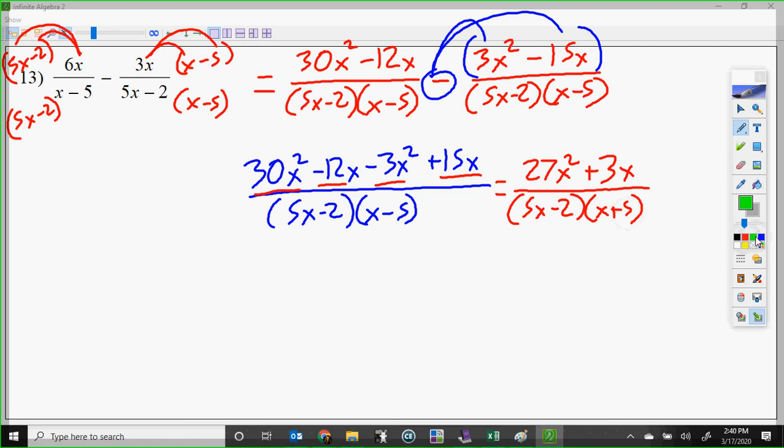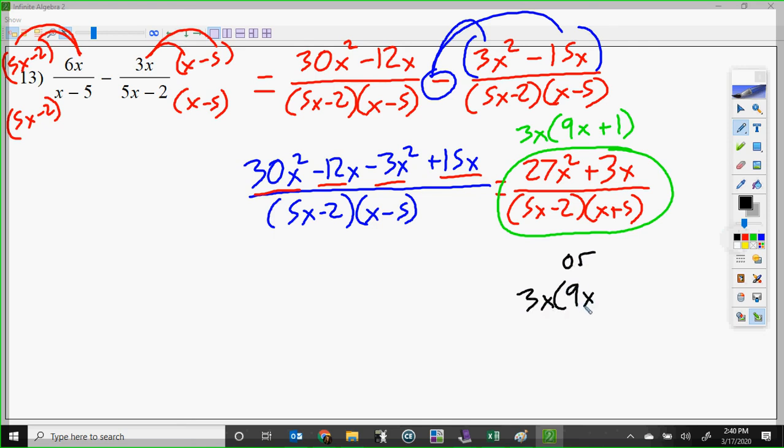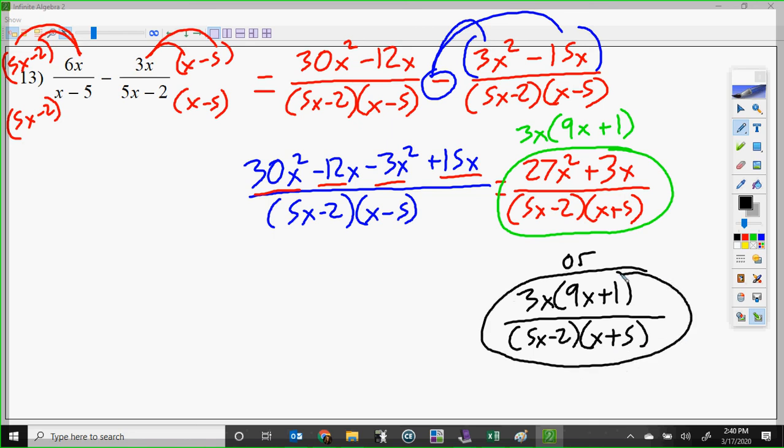Can I simplify that? Let's see, I can factor a 3 out of the top, and an x, making it 3x times 9x plus 1. Nothing cancels out, so I'm okay to leave my answer like that, or I can write my answer like that. I'm good either way. And that's one of each of the 4 types. So good luck on the rest of those, and I'll see you on our next lesson.